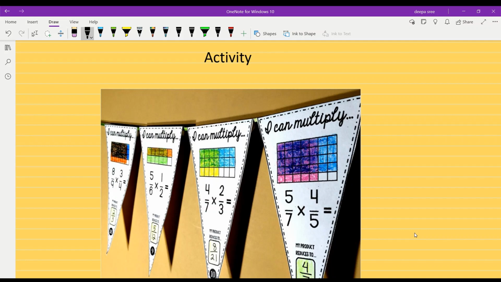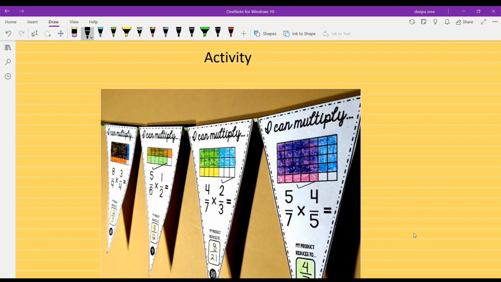So by using the triangular shape, here the questions are given: 8 by 9 into 3 by 4, 5 by 6 into 1 by 2, 4 by 7 into 2 by 3, 5 by 7 into 4 by 5. You should take different fractions. You should not take the same fractions. Other than these four questions, any other four questions you have to take, and use your own designs or creativity. But your shading should be, see here it is given, the shading should come correctly. Whatever fraction you are taking, the shading should come correctly.